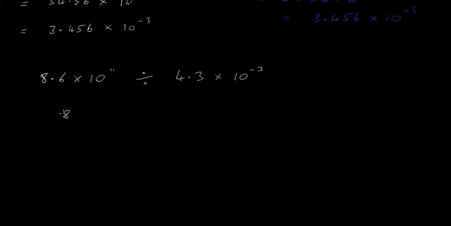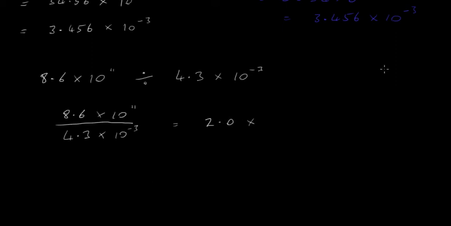Well, we're going to take the 8.6 by 10 to the power of 11, and we're going to divide that by 4.3 by 10 to the power of minus 3. So we can divide these two, and then we can divide these two. These two are easy to divide, we just use the laws of indices. These two here we can use a calculator, so we have 8.6 divided by 4.3, and that gives us 2. Handily enough, so that's 2 or 2.0 if you like.